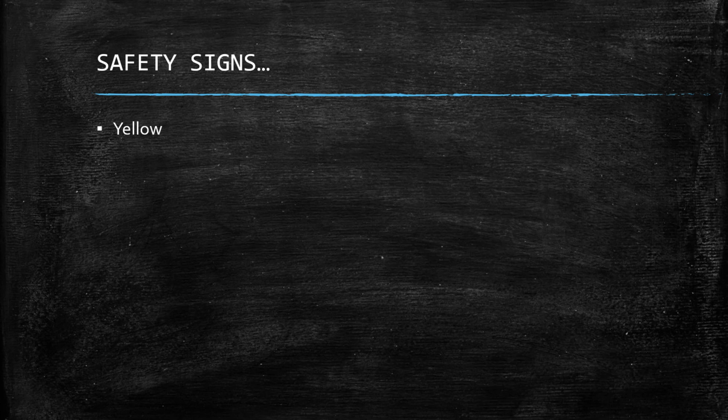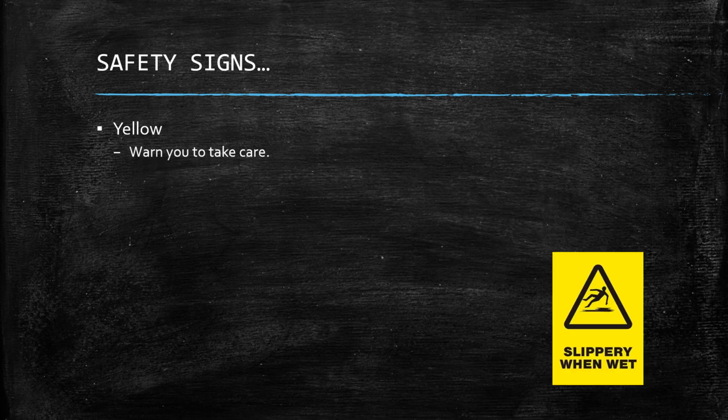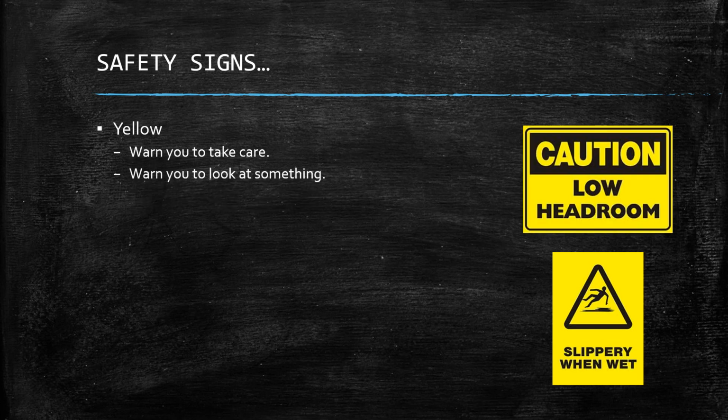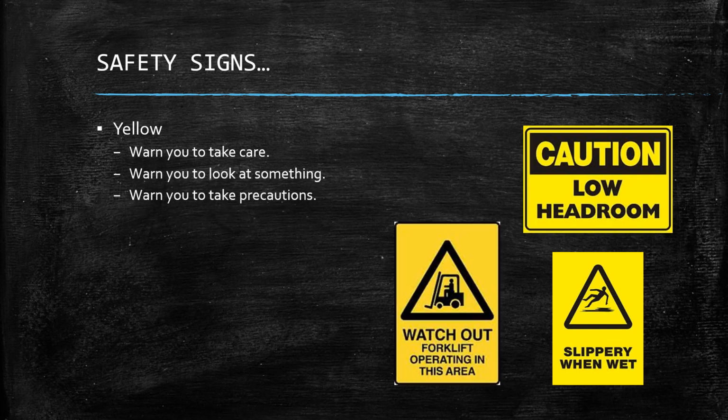Next is yellow. Yellow signs are present to warn you to take care, warn you to look at something, and warn you to take precautions. Common types of yellow signs are caution signs.